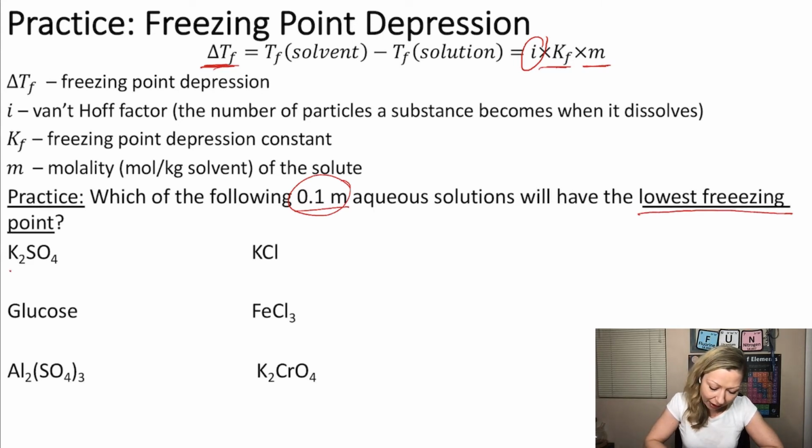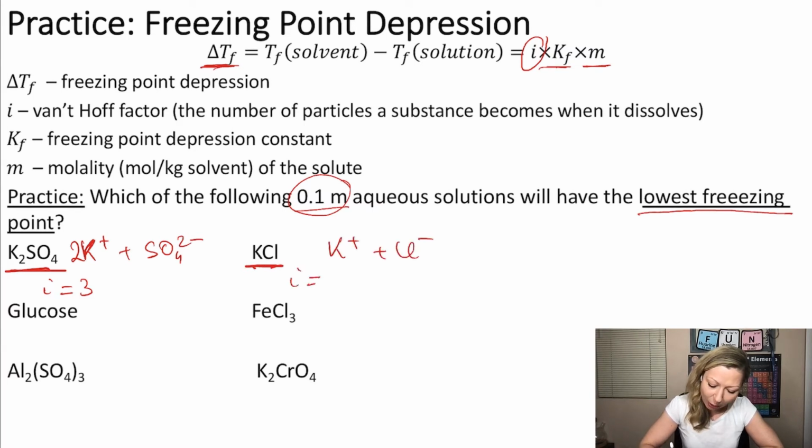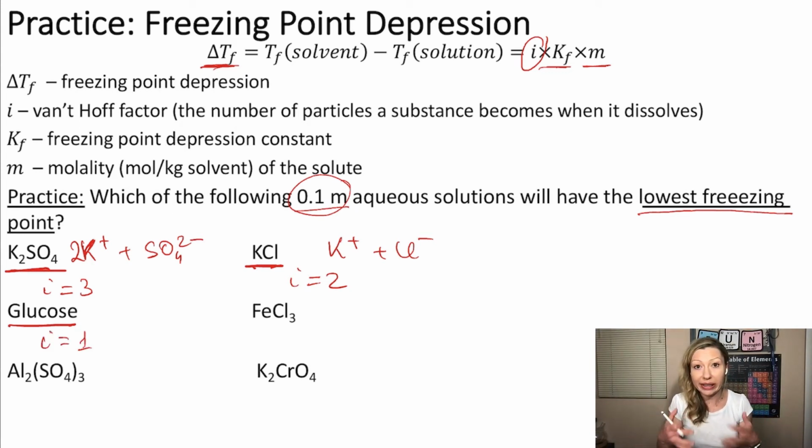So if we start with potassium sulfate, if it dissolves in water, we are going to get 2 potassium ions plus a sulfate ion, right? So i in this case is going to equal 3. What about KCl? So here we are going to get potassium ions and chloride ions, so i is going to equal 2. Glucose is a molecular compound, so in this case, i is going to equal 1 because it's not falling apart into any additional ions here.